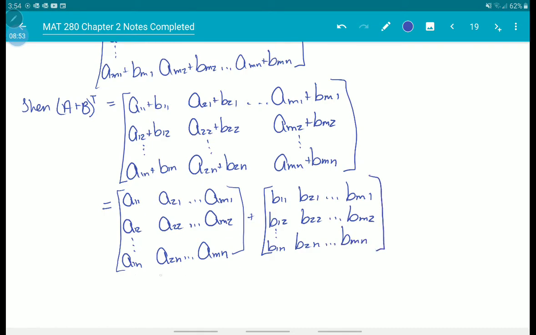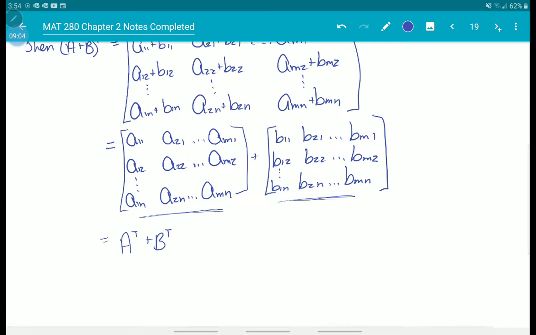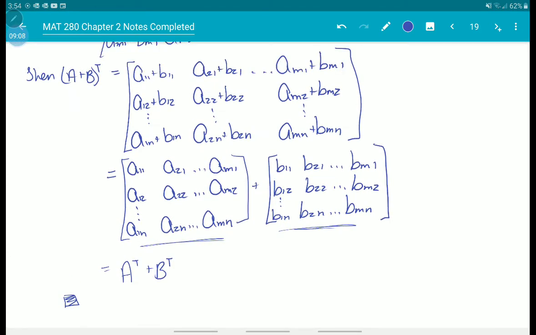And if we analyze this guy further, this is actually A transpose. And if we analyze that, that's B transpose. So you can see how that property works. That's a pretty cool one.